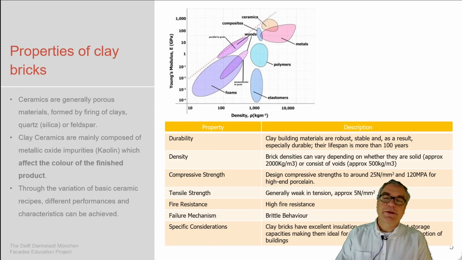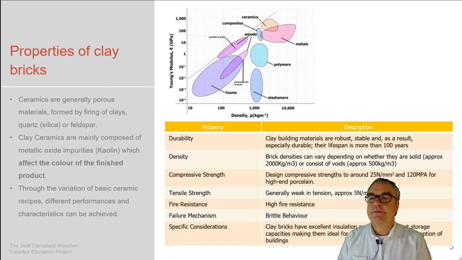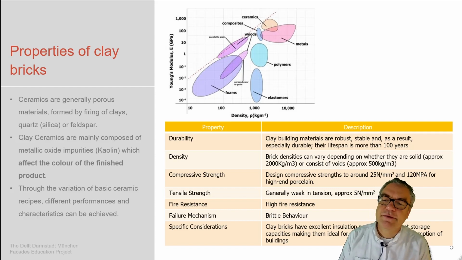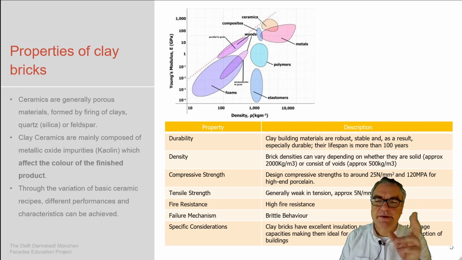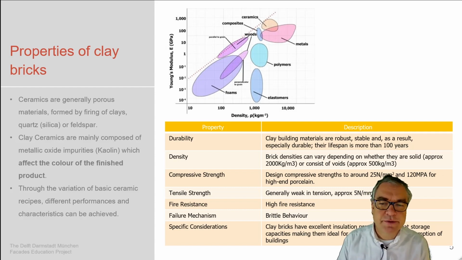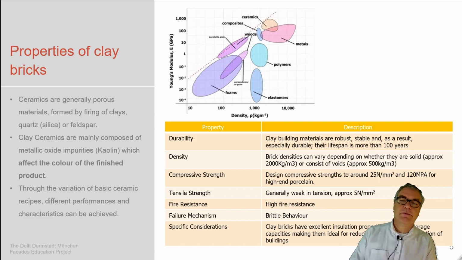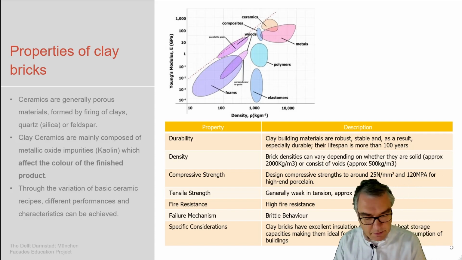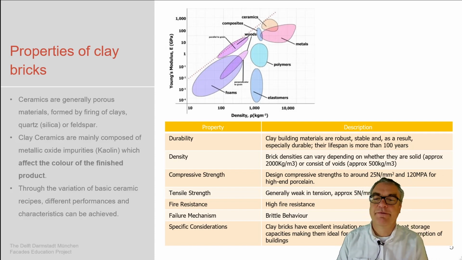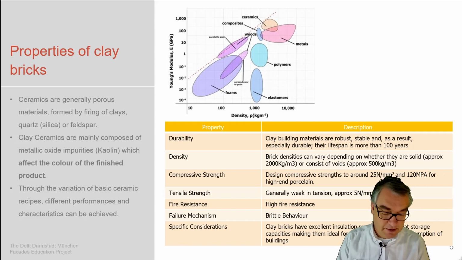The properties, as we always discuss in this section: durability, density, compressive strength, tensile strength, limited tensile strength. It's a fracture behavior. It's a brittle material. It breaks brittle. It has good fire resistance. It makes it an interesting material for buildings because by that we have less difficulty with fire.